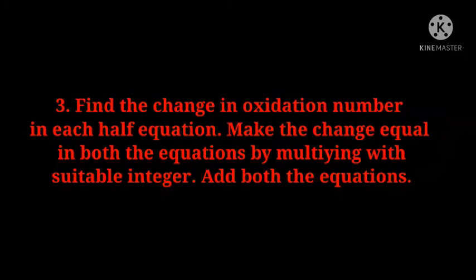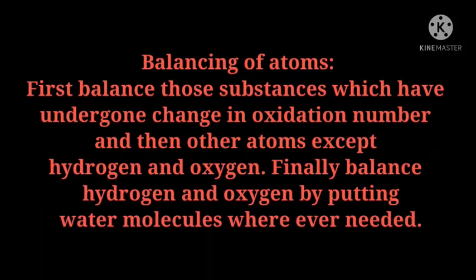And after that, add both the equations. After adding, we have to check the equation properly for balancing other atoms. First, balance those substances which have undergone change in oxidation number, and then other atoms except hydrogen and oxygen. Finally, to balance hydrogen and oxygen, we can add water molecules wherever needed.